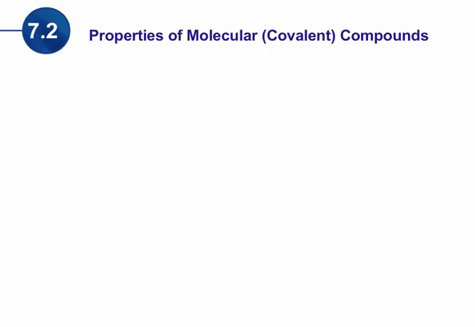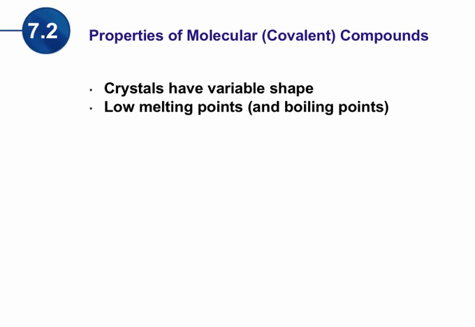Well, first of all, their shapes aren't a definite shape, they're variable shapes. They come in different shapes and sizes. They don't have that positive, negative, definite shape. Melting point, very, very low melting point. Covalent bonds, we can get those apart pretty easily.